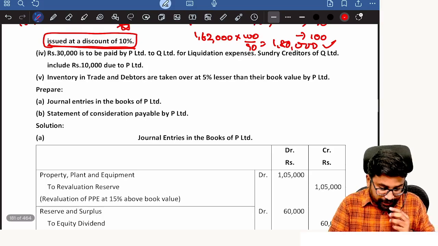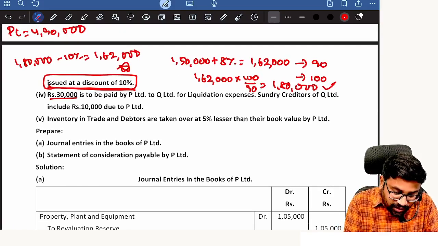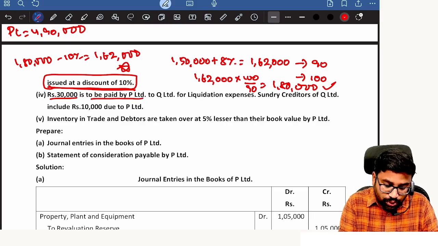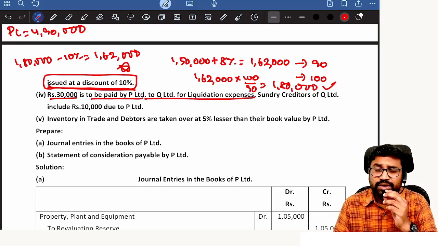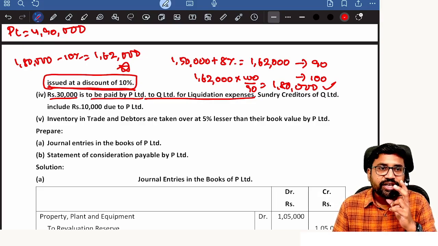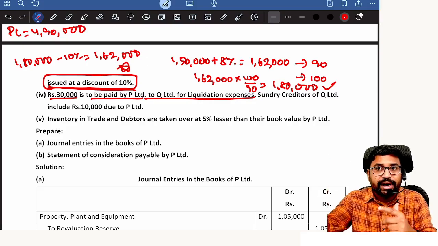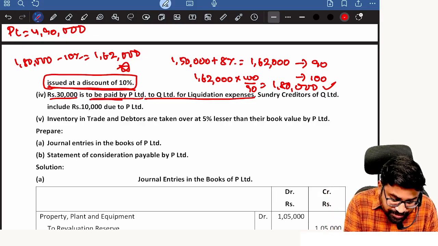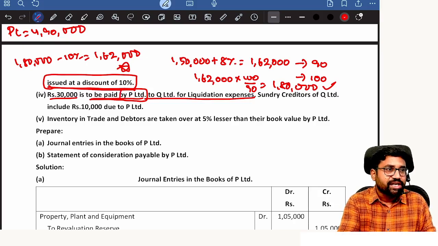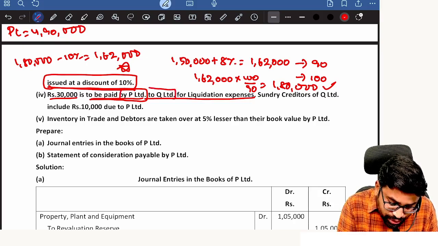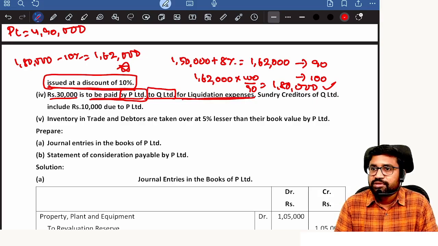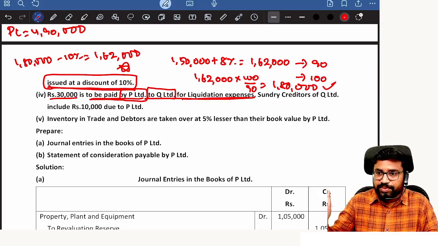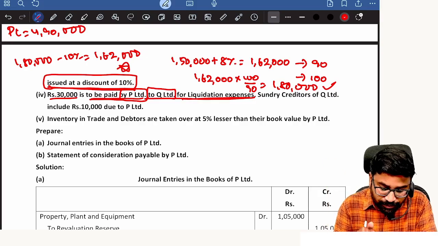Next, fourth point. Rupees 30,000 is to be paid by P Limited to Q Limited for liquidation expenses. So who is paying the liquidation expenses? P Limited to Q Limited. That means this is which case? Third case. Actually, first liquidation expenses are paid by the transferor, later reimbursed by the transferee, because here 30,000 is paid by P Limited. P Limited is the transferee. So the transferee company is making payment to the transferor company for liquidation expenses. That means first the transferor company will incur the expenses, later the transferee company will make the payment.